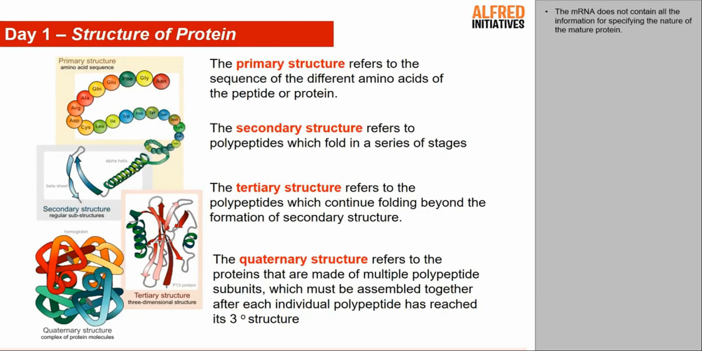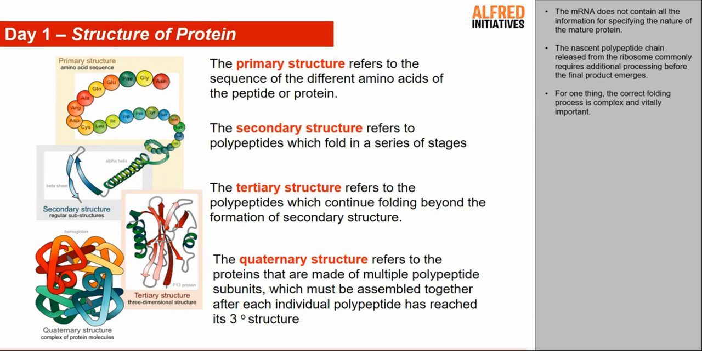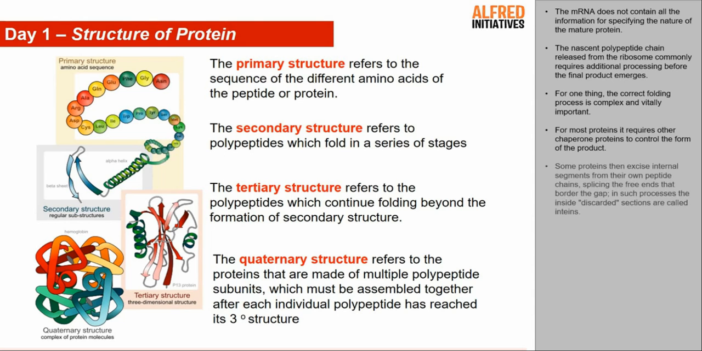The messenger RNA does not contain all the information for specifying the nature of the mature protein. The nascent polypeptide chain released from the ribosome commonly requires additional processing before the final product emerges. For one thing, the correct folding process is complex and vitally important. For most proteins, it requires other chaperone proteins to control the form of the product.